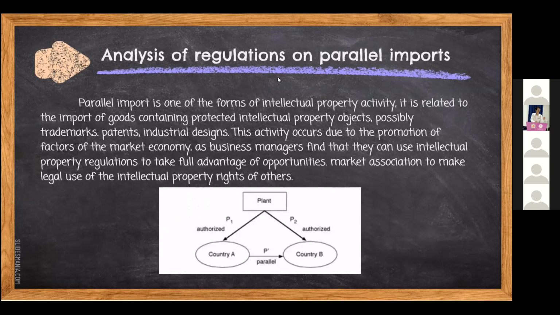Okay, we talk about the analysis of regulations on parallel imports. Parallel import is one of the forms of intellectual property activities. It is related to the import of goods containing intellectual property objects, possibly trademarks, patents, and industrial designs. This activity occurs due to the promotion of market factors. In a market economy, businesses find that they can use intellectual property regulations to take full advantage of opportunities and make legal use of the intellectual property rights of others. We have the picture below, showing the movement of goods.